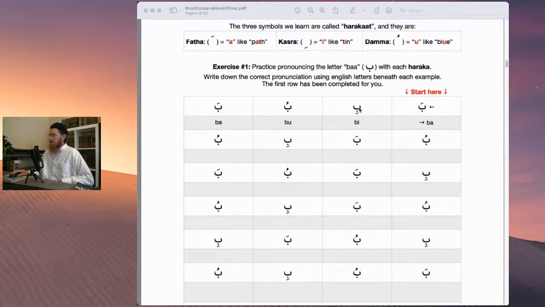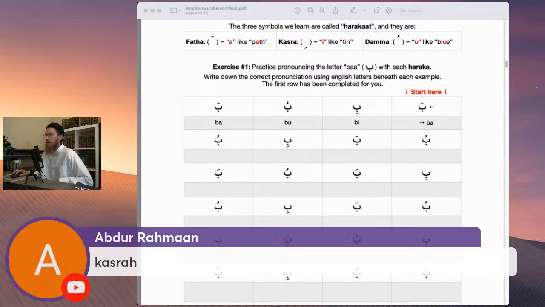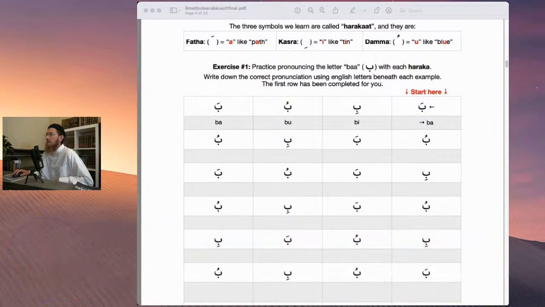We put a B for the letter ba, and then we look at the symbol. We look at the haraka, and that haraka is the kasra. What sound does the kasra make? Kasra makes the sound like the letter I. So you put a B for the ba, you put an I for the kasra, and it becomes bi.